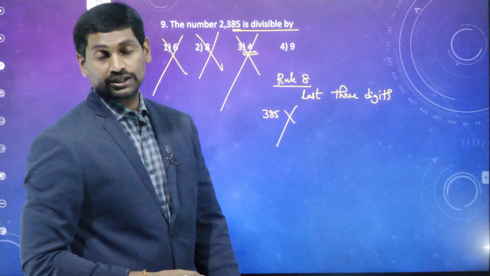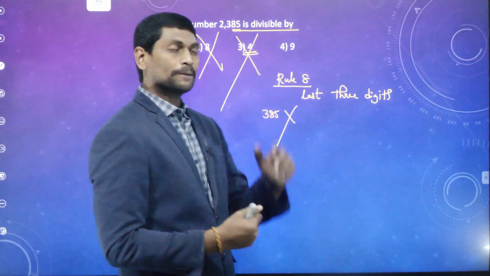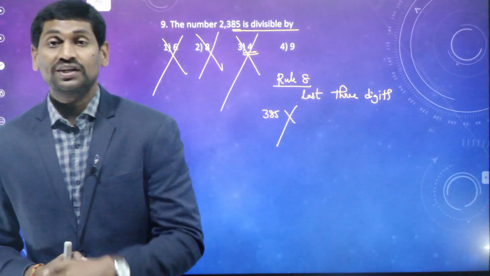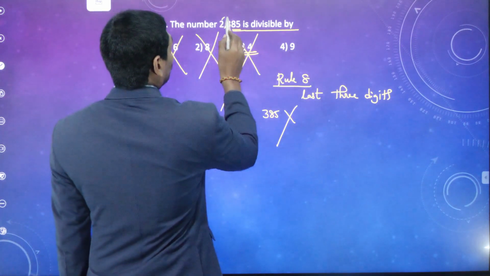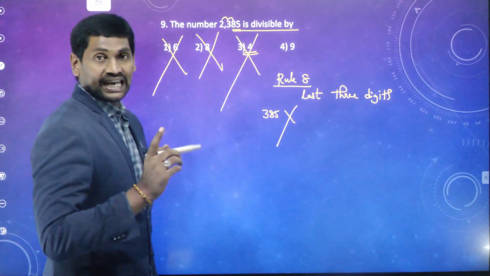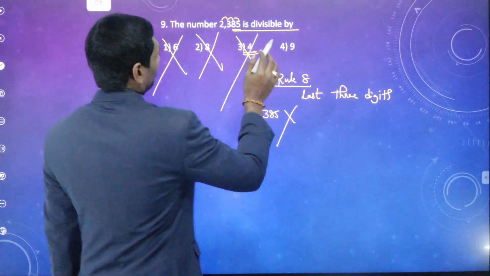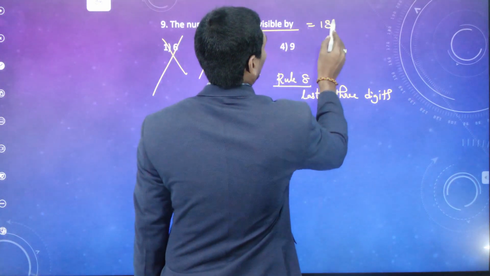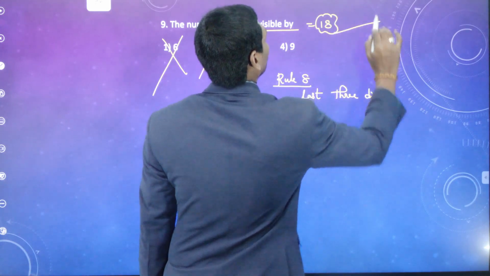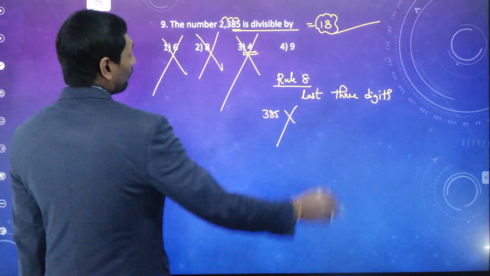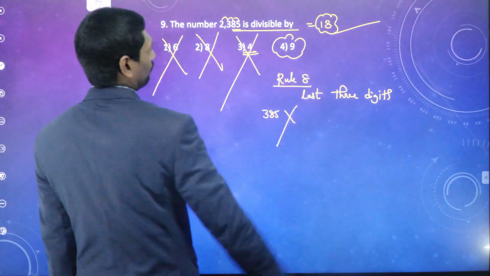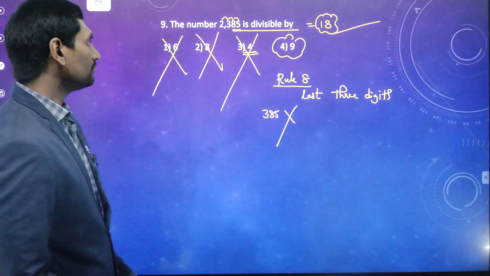Let us check option number 4. The fourth option is the rule for 9. What is the rule for 9? The sum of digits is a multiple of 9. So add 2 plus 3 is 5, 5 plus 8 is 13, 13 plus 5 is 18. Yes, 18 is a multiple of 9, therefore the entire number is divisible by 9. So our required answer will be the fourth option.